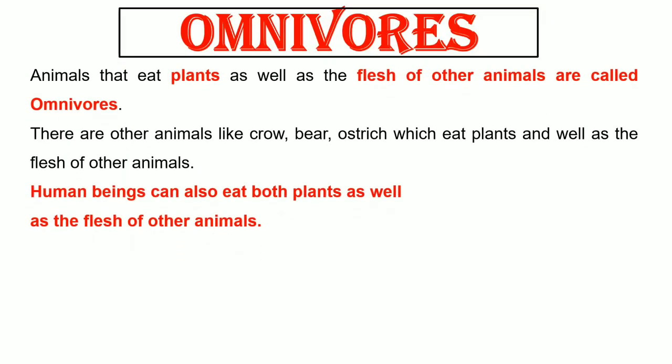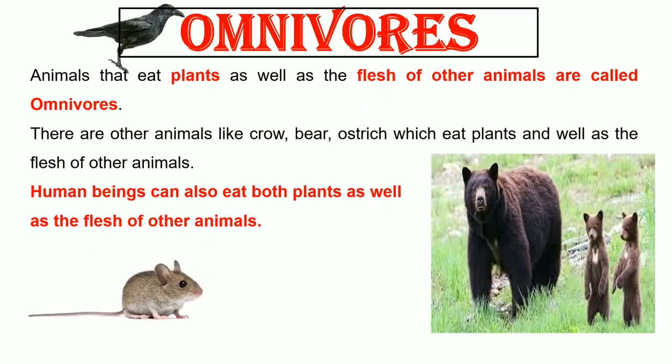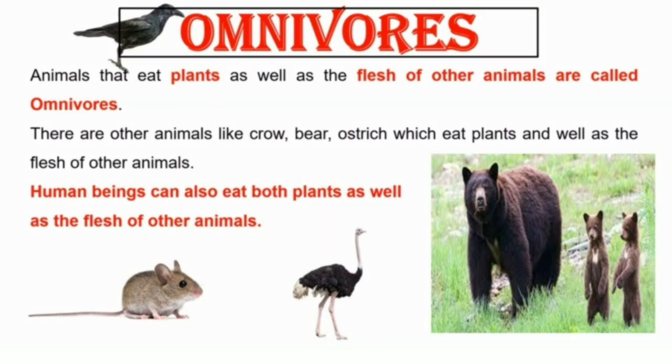Next is omnivorous animals. Animals that eat plants as well as flesh of other animals are called omnivorous animals. These are other animals like crow, deer, ostrich which eat plants as well as the flesh of other animals. Do you know human beings can also eat both plants as well as the flesh of other animals? That's why we are also considered as omnivores.